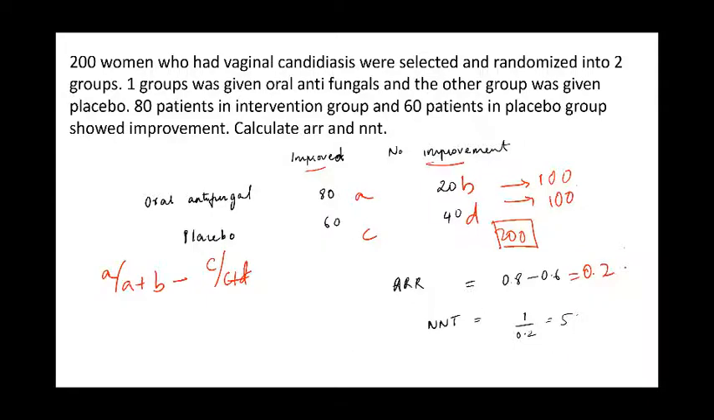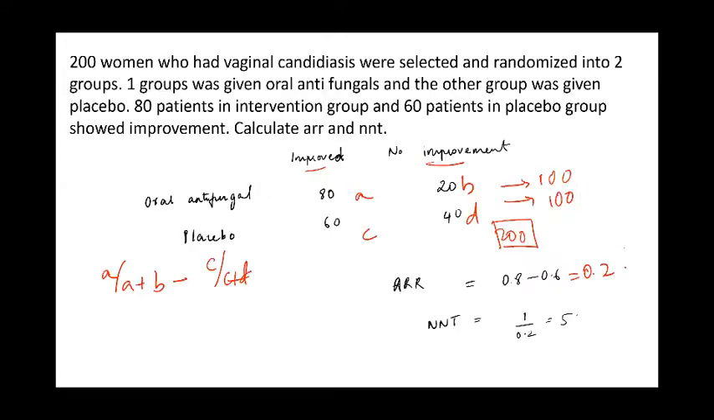And from here, we also derive the value number needed to treat. Like I've said, number needed to treat would come by dividing 1 by 0.2. So it is 5. So if we treat 5 patients with the oral antifungals, then we will be able to see the benefit in 1 patient over placebo. This is what number needed to treat means. The same way, there is another term called number needed to harm. And that is used in cases where instead of improvement, we have to show certain complications of using a drug or death, etc.